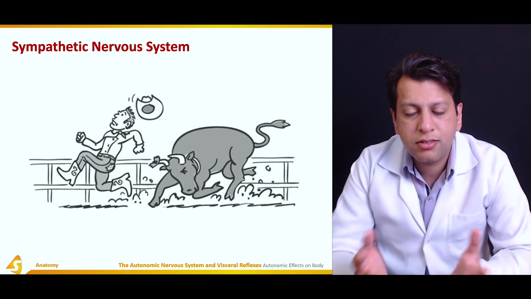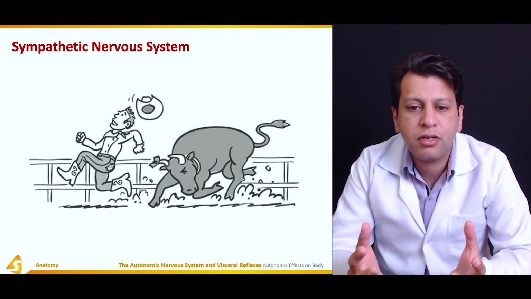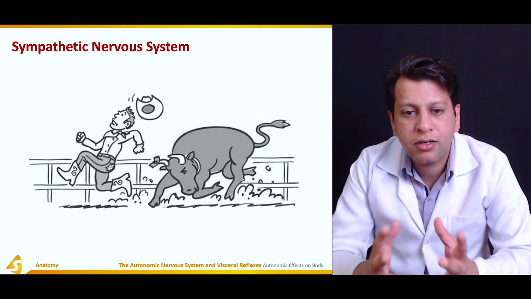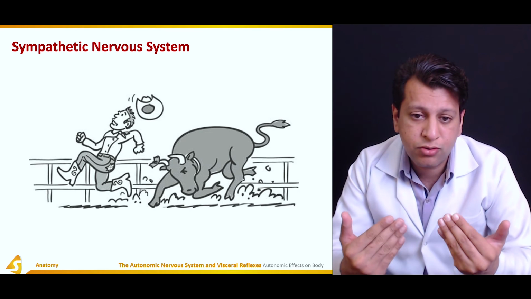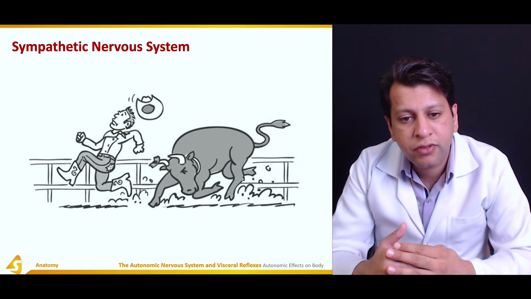So this is an example of what the sympathetic nervous system does to you. For example, there's a bull behind you and it can kill you, so you want to run away from it. For that fight or flight mechanism, you need the sympathetic part of the nervous system.